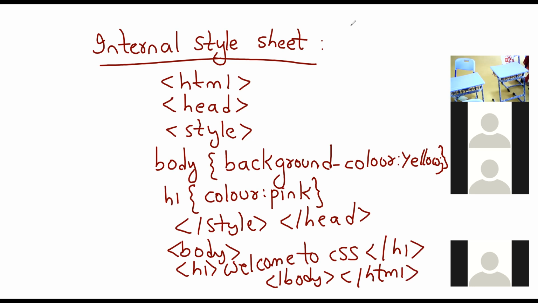H1, H2, H3 are the types of headings. H1 is the main heading. Under that, if you want one more heading, like a subtitle, you can use H2. Under that, if you want one more subtitle, you can use H3. H1 will be the main heading, H2 the next heading, H3 like that we can mention in HTML.